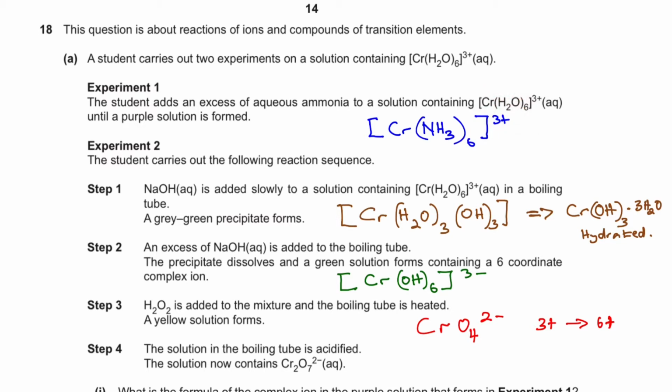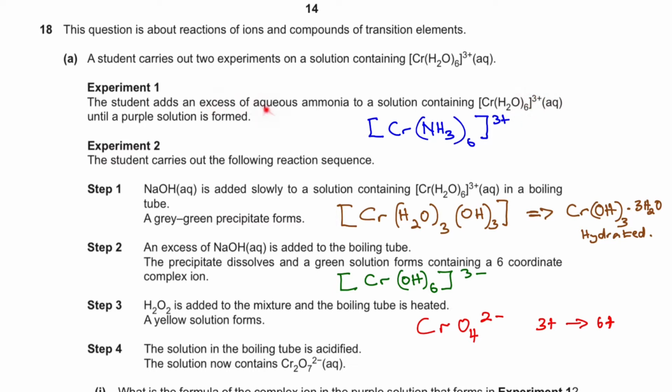The 6 water are the 6 ligands with a coordination number of 6. That means 6 water is bonding to the central atom by dative covalent bonds. And that's why the charge on the chromium with the water is still 3 plus.